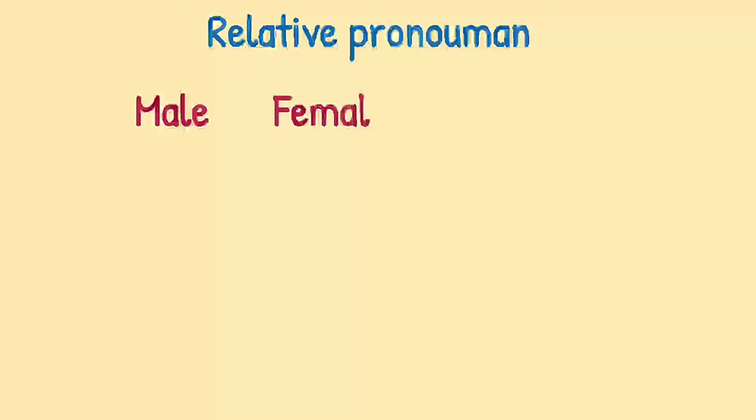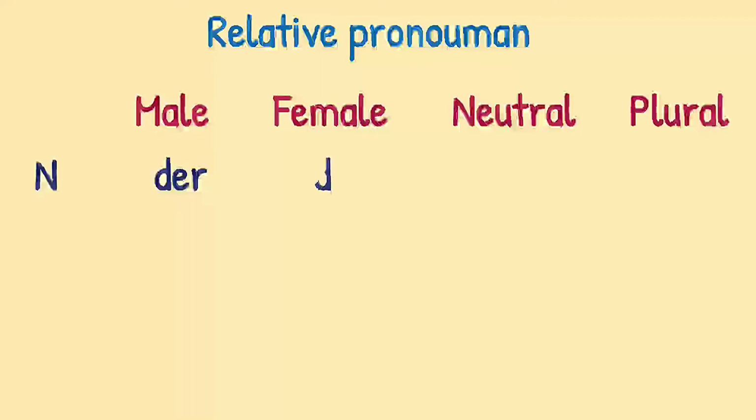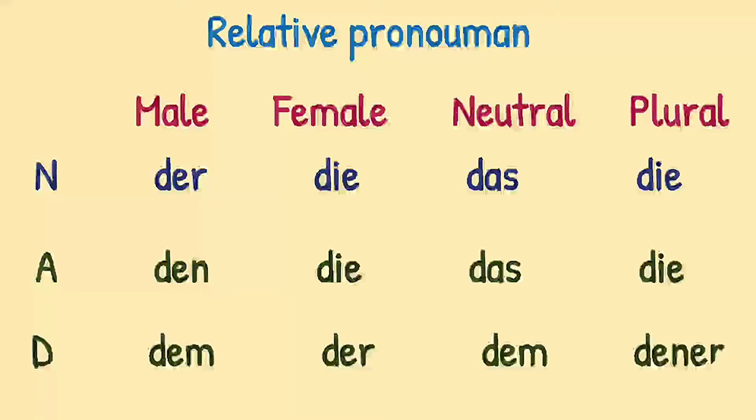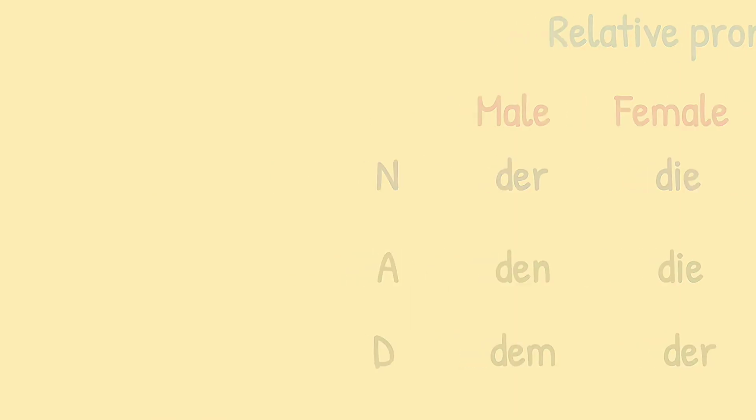Now we talk about relative pronouns. Relative pronouns we use according to male, female, neutral and plural. That means according to the category of the noun. Relative pronouns can be subject or object. In case of subject, it will be nominative. If it is object, then it will be accusative or dative.